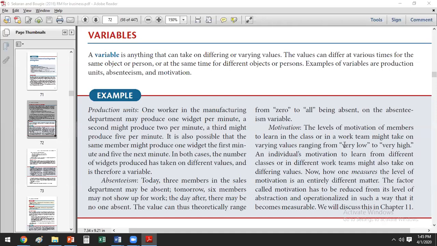So the absenteeism varies from 0 to all. For example, all of the students can be absent in the class due to some reason. Maybe that can be the worst case scenario. Or nobody could be absent. So all could be absent or nobody could be absent. So 0 to all. This is how you can define the variable, or know what could be the varying values of the variable.